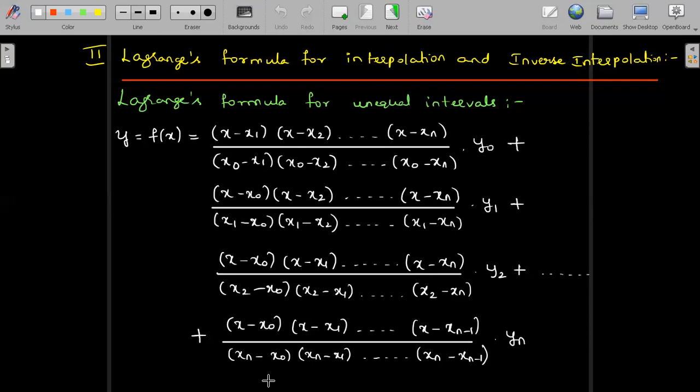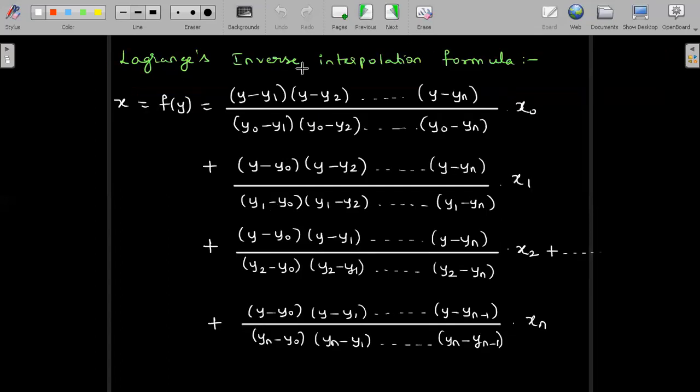And this formula is applicable when the values of x are at equidistant or may not be at equidistant. Like the divided difference formula, even this formula, that is Lagrange's formula, is applicable both for equidistant values of x and non-equidistant values of x. This is Lagrange's formula. And we have an interpolation formula for inverse also.